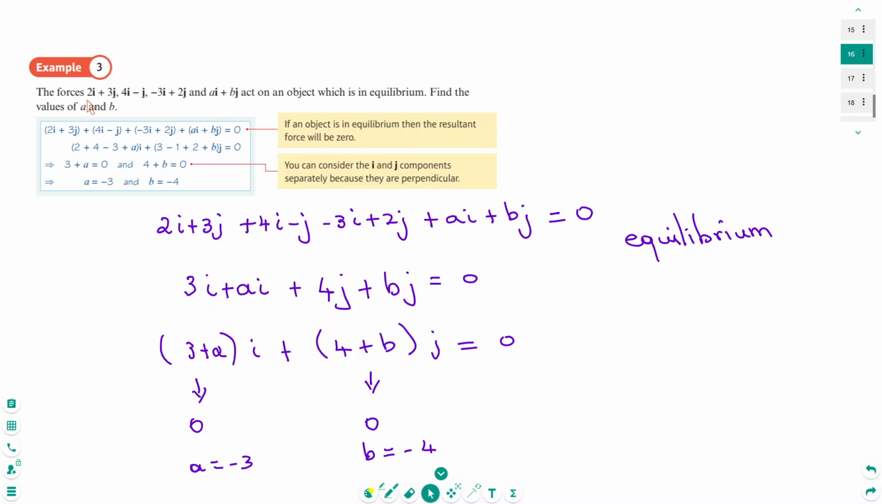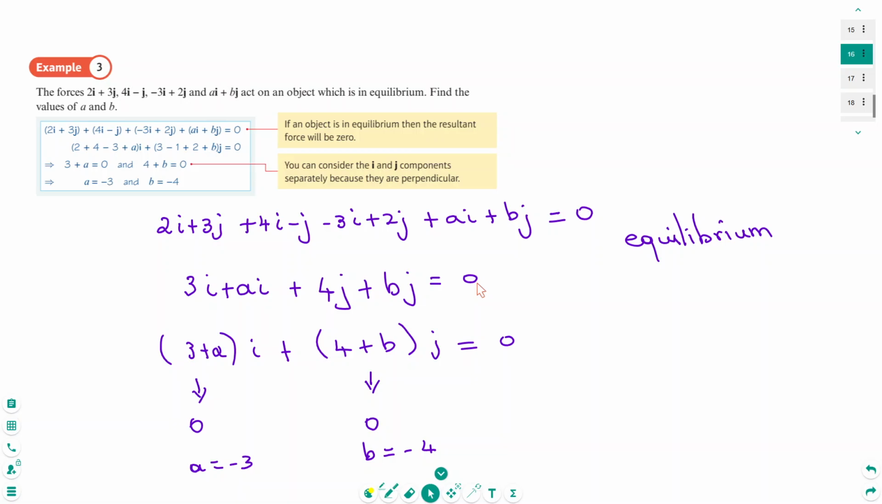In this example, we have four forces that act on an object which is in equilibrium, and we want to find the values of A and B. A and B are in the force Ai plus Bj. Because the particle is in equilibrium, we make the equation equal to 0. This is the equilibrium condition. Therefore, we simplify the equation by collecting like terms. The equation becomes 3i plus Ai plus 4j plus Bj equals 0.